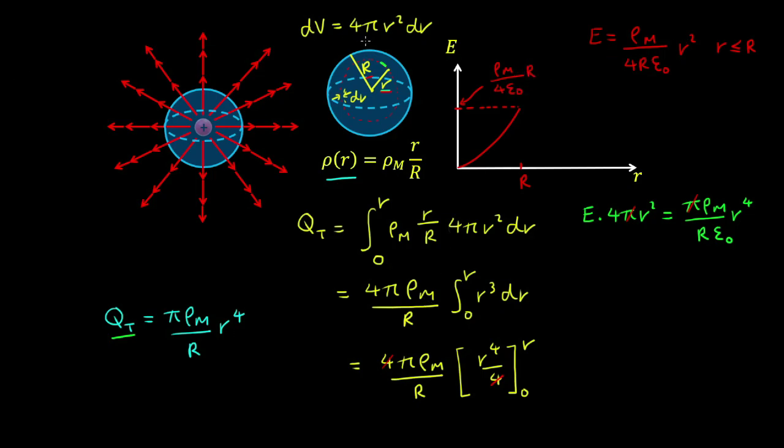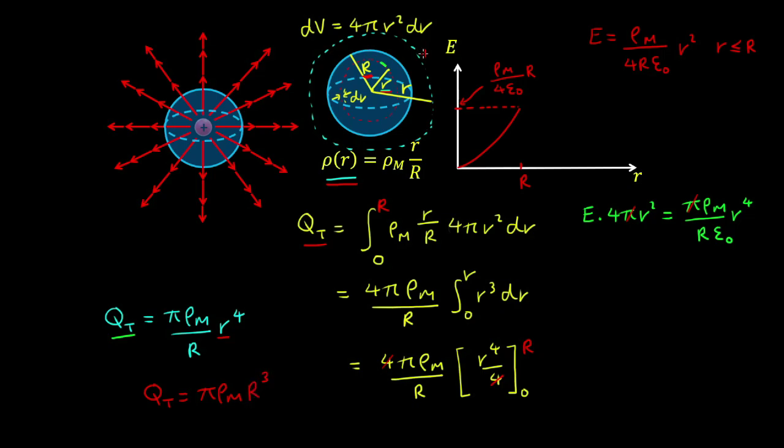Now if we take our closed Gaussian surface outside the charged spherical body, so we have another spherical Gaussian surface which has some radius r, then the total enclosed charge in this case is obtained by evaluating this integral from 0 to r. So therefore our integral will be evaluated from 0 to r, and therefore this becomes r to the 4. So our total charge is effectively pi rho m by r cubed.